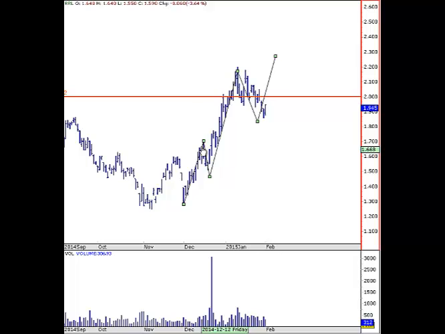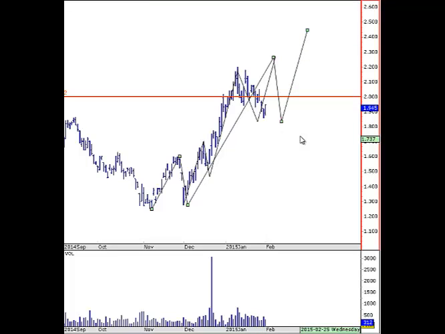Apart from this pattern here, there's a larger pattern that we're working with, which would be this wave 1 and 2 here. This one here is all the third wave. This fourth wave can pull back to the fourth wave of lesser degree here, and then the fifth wave would be up through to here. And this is what we're looking for here.